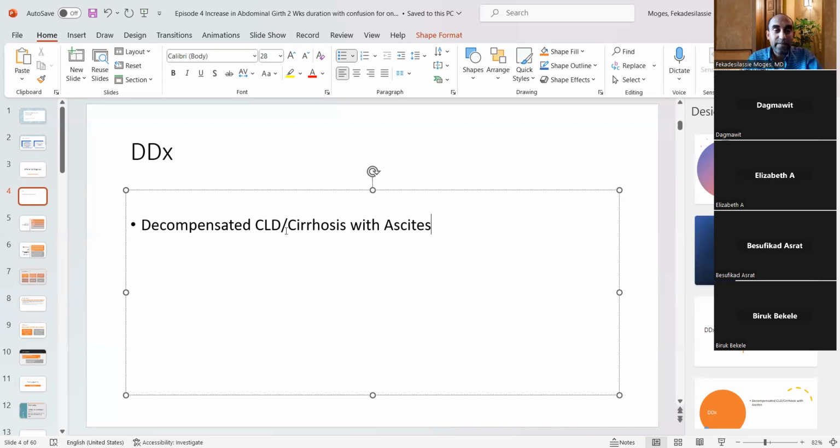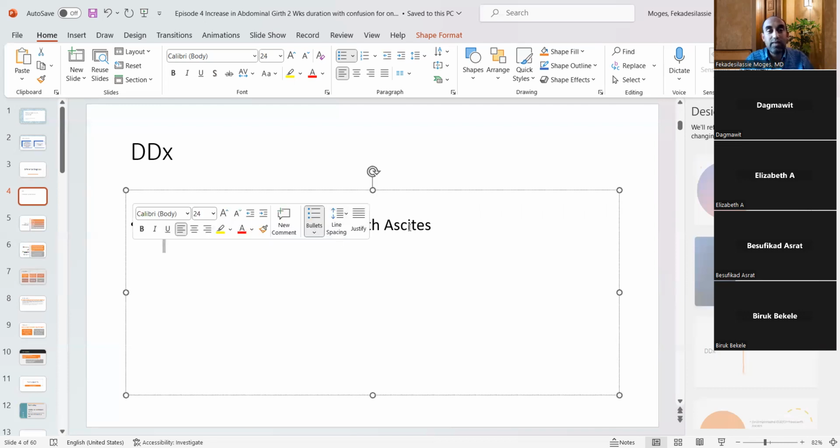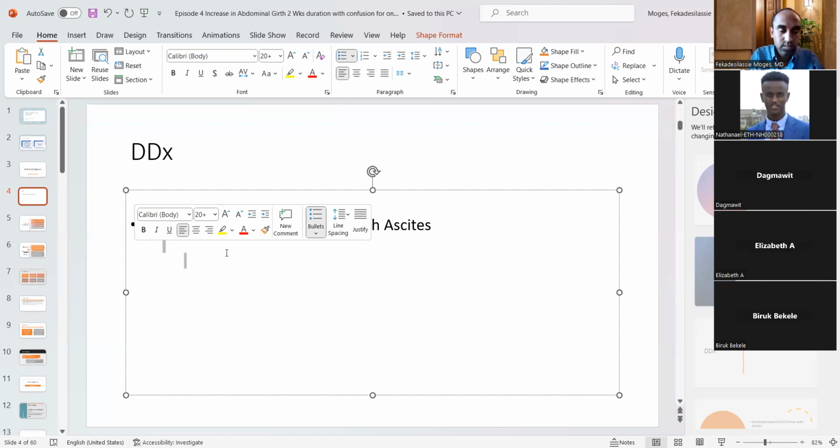But what are the differential diagnoses for chronic liver disease? What etiologies do you know? Because this is a broad terminology. Chronic liver disease or cirrhosis can result from various reasons. Can you give me some examples which might result in CLD, chronic liver disease or cirrhosis? Alcoholic liver disease.